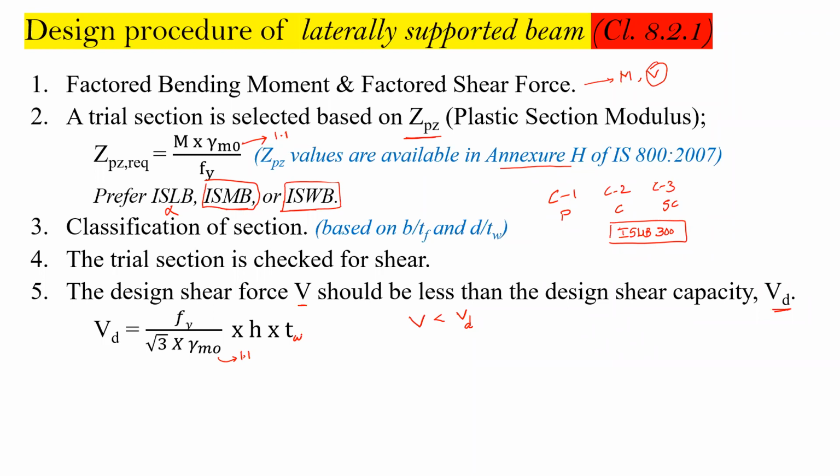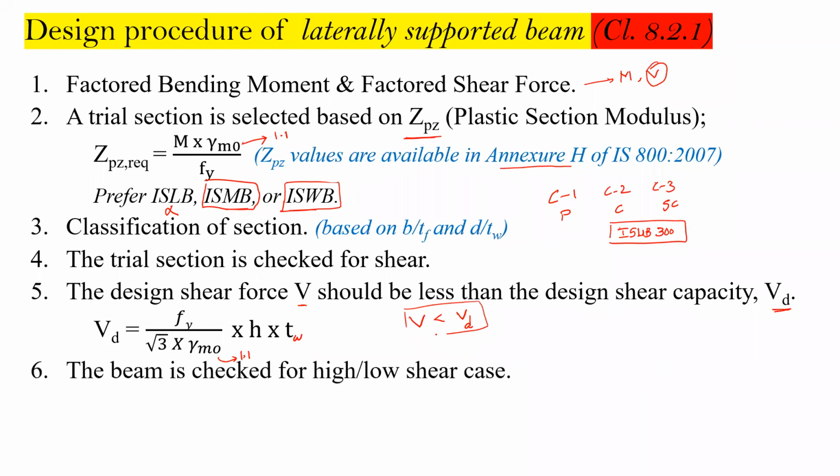And remember, here the value of V must be less than VD. That is, the design shear force V, or the factored shear force V, should be less than the design shear capacity, which is VD. So this is the fifth step.